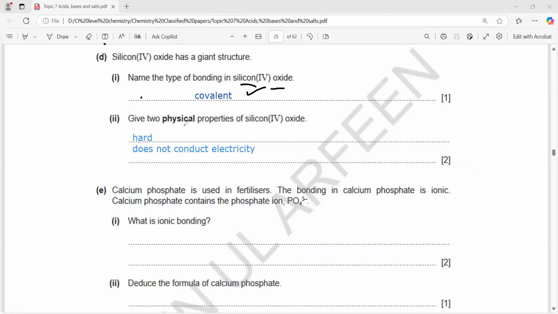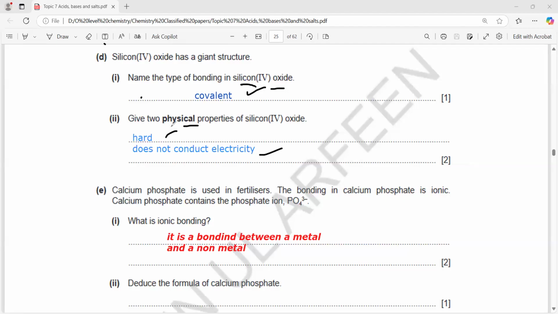State 2 physical properties. Physical properties like you can compare density, electrical conductivity, the states, the melting point, the boiling point. But if you mention a melting point, don't mention a boiling point because they're counted as one property. It's obvious if the melting point is high, the boiling point will also be high. So physical properties: it does not conduct electricity, it is hard, or you can say it has a high melting point.